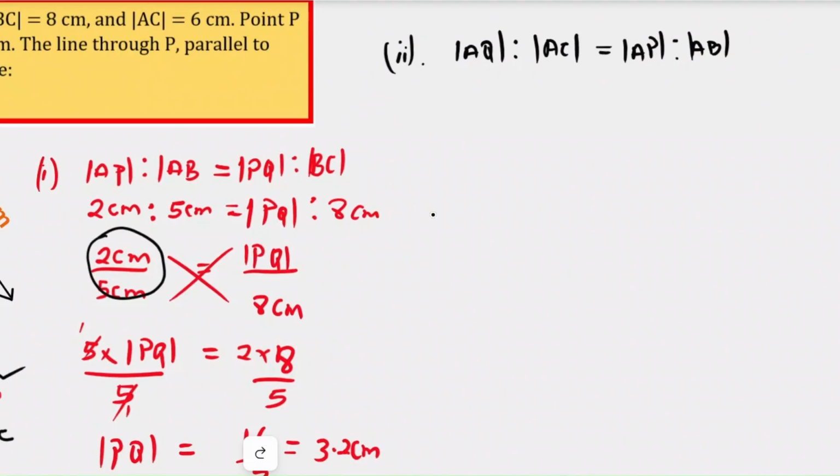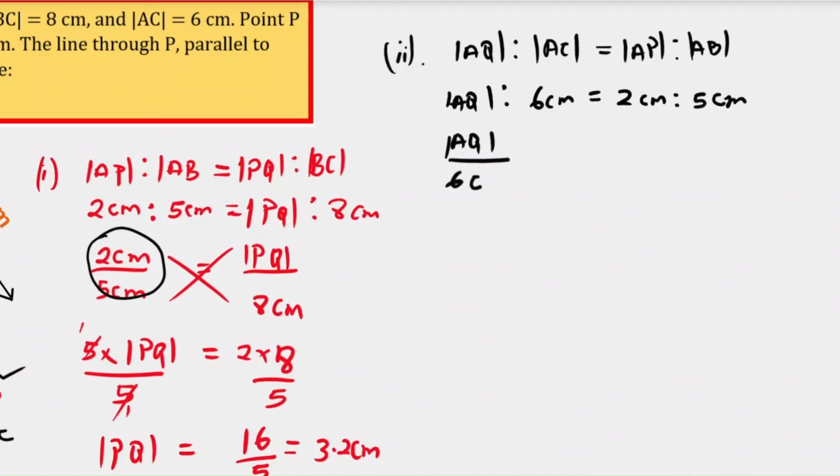Now let's do the substitutions. Now we can do the substitutions here. AQ is unknown, so we are just going to write the same thing. So we have AQ unknown, but we know AC to be 6 centimeters. So we have 6 centimeters here, and that is equal to AP. AP is 2 centimeters. So we have 2 centimeters. That of AB, that is 5 centimeters. Now we just have to rewrite them in fractions. It's going to be AQ out of 6 centimeters, and that is equal to 2 centimeters out of 5 centimeters.